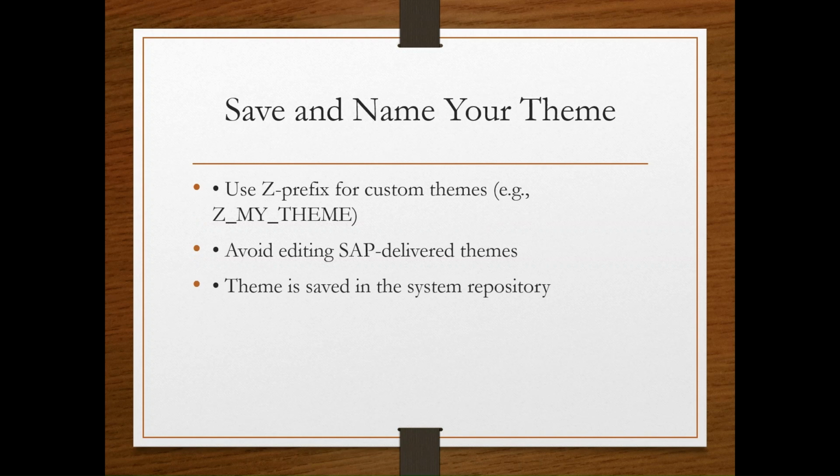Thereafter, once you are done with your theme designing, you need to save and name your theme once you are happy with the theme that you have created. And here's a key rule: always name your custom theme with a Z, since it is a customer namespace. Never edit SAP delivered themes directly. Your saved themes get stored in the system repository and are ready for transport. And for transporting, there's another TCode, /ui5/theme_tool. With the help of that, you can transport your theme from, suppose, your development system to the quality system. Initially we will be doing this part in development itself.